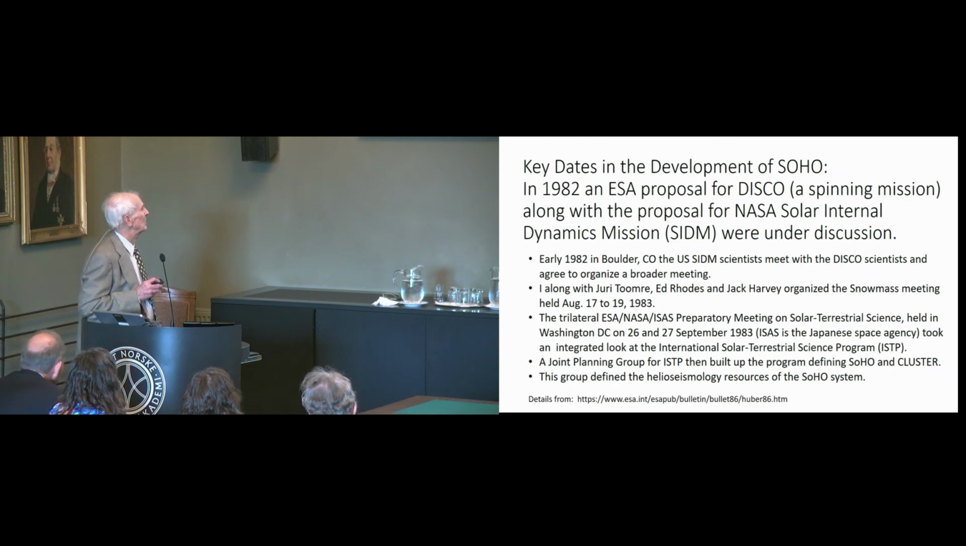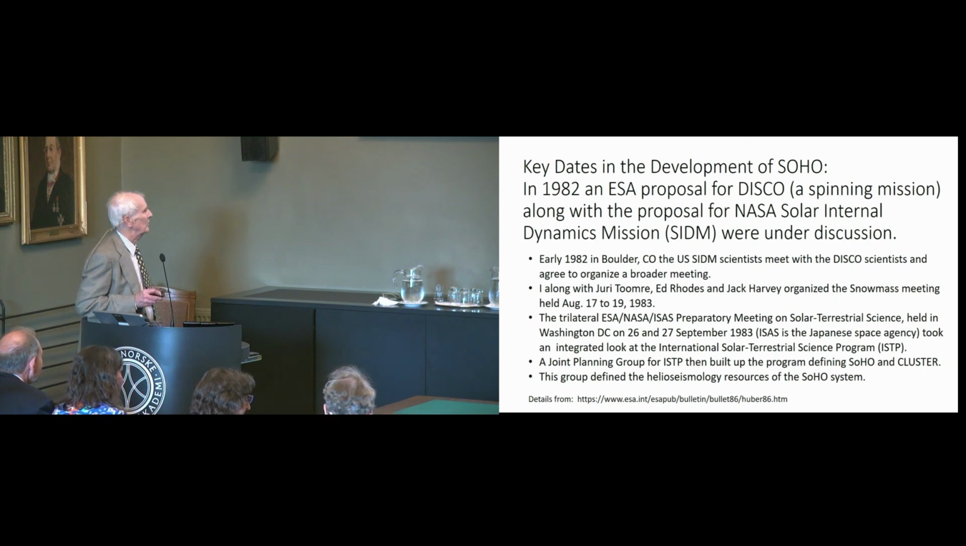And so there was what we call a trilateral meeting with ESA, NASA, and the Japanese Space Agency, ISAS, where we talked about solar terrestrial science, and there are many things besides helioseismology that could be done on a spacecraft. And eventually there was an International Solar Terrestrial Physics Program, ISTP, which defined both the SOHO spacecraft and a group of other spacecraft to measure the solar wind out near the Earth. So these two spacecraft were part of this ISTP program.